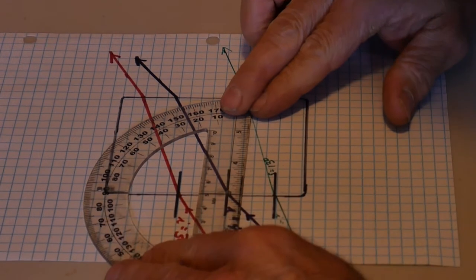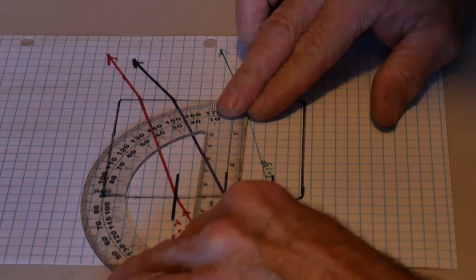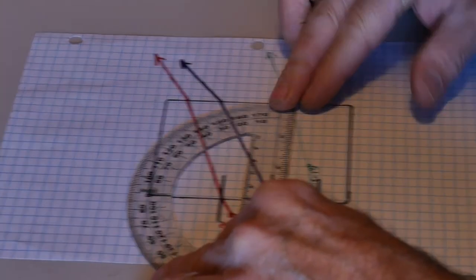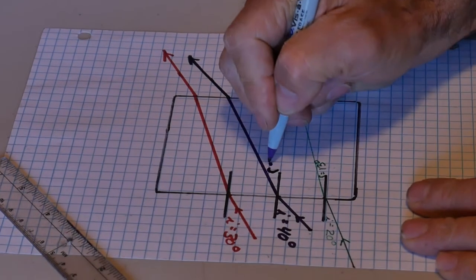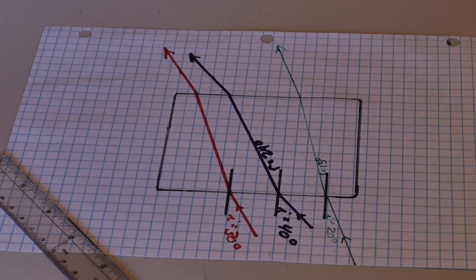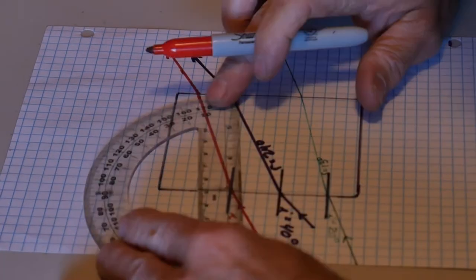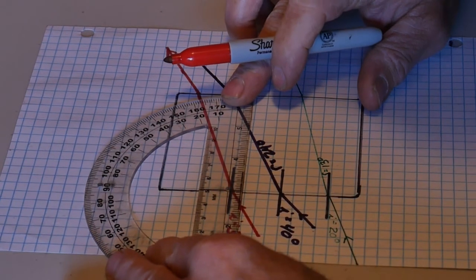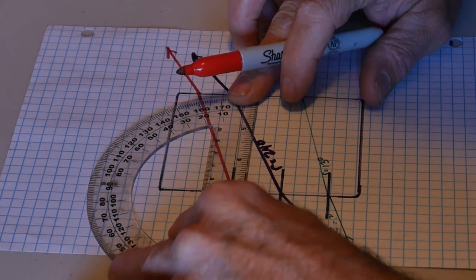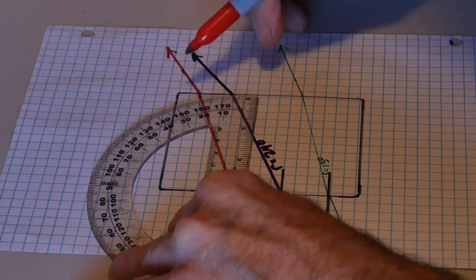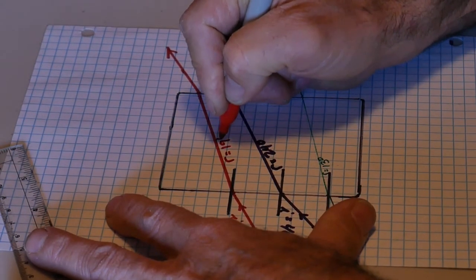For the purple beam, our angle of refraction looks like about 24 degrees. R equals 24 degrees. And finally, the red one, it entered at 30 degrees. It was bent towards the normal at an angle of, let's say, 19 degrees. R equals 19 degrees.